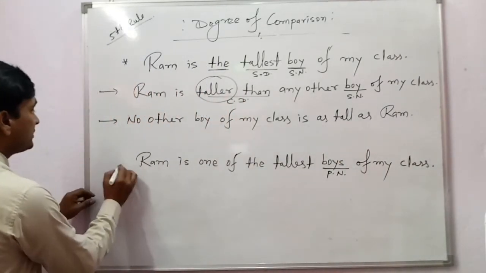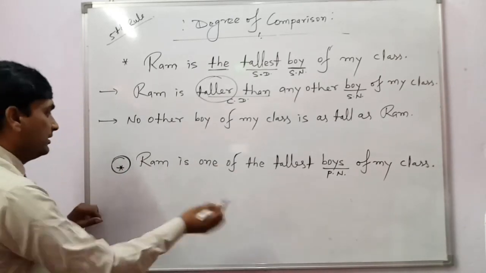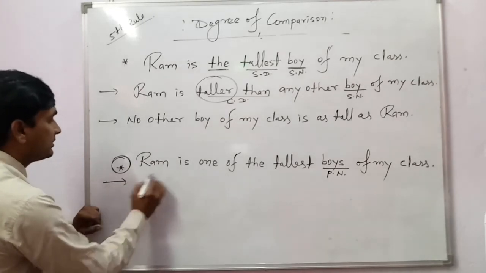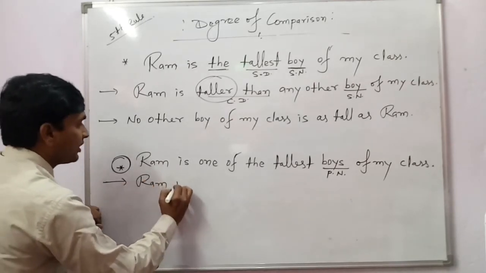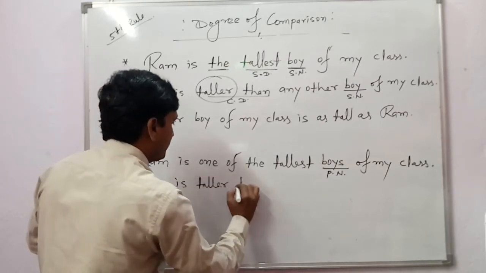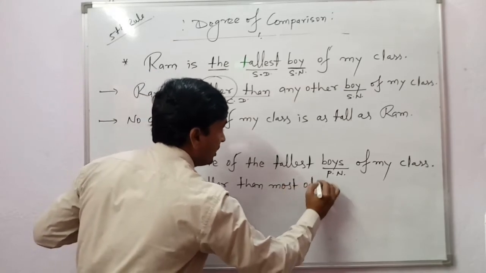Now let's change this one, this kind, into comparative and positive, right? So when you change it into comparative, it will be changed like: Ram is taller than, and then what you have to write? Most other.